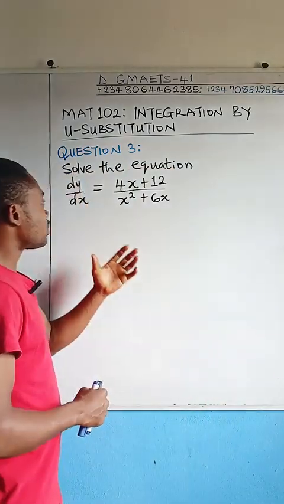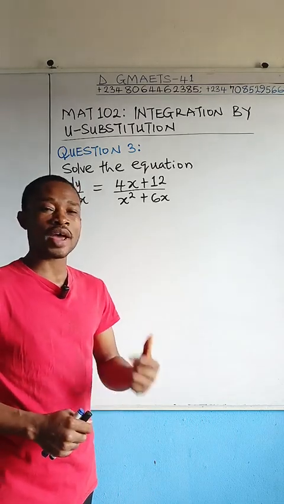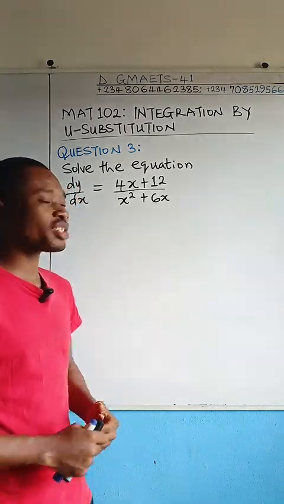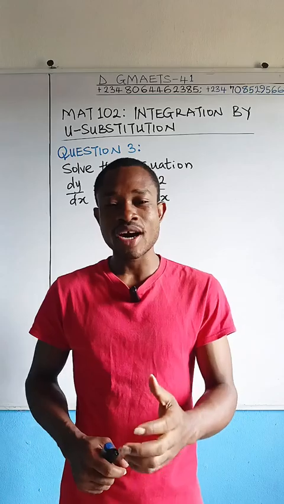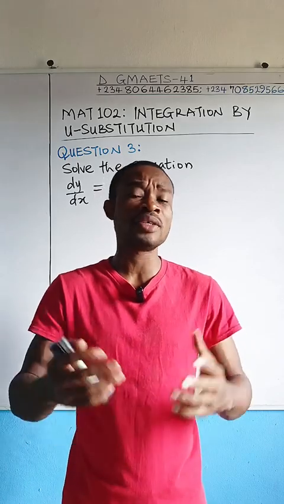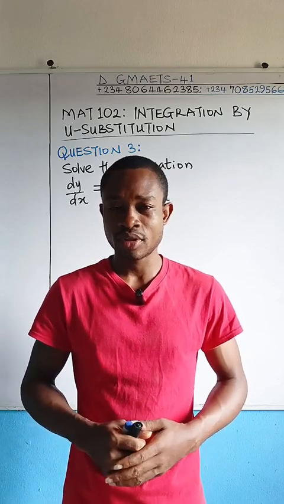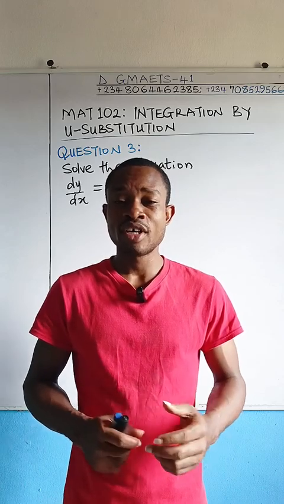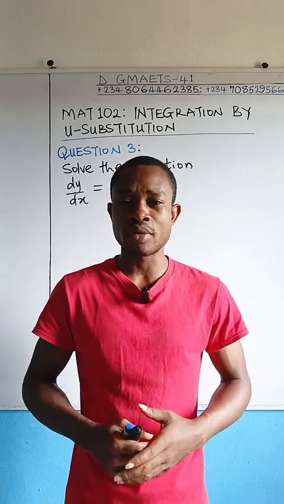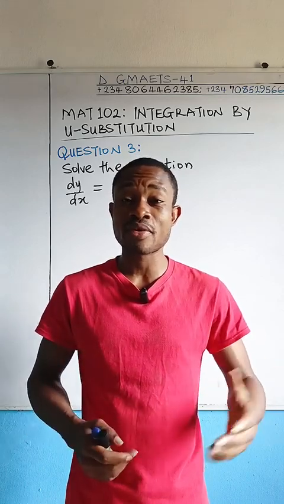On the board here, we have this question. Solve the equation dy/dx equal to (4x plus 12) all over (x squared plus 6x). What should you take to heart, first of all, with this question? Now, you can see dy/dx equal to an expression in quotient form. It's important for you to understand that whenever you have a differential coefficient term in an equation and you're asked to solve, the solution to that is to integrate.